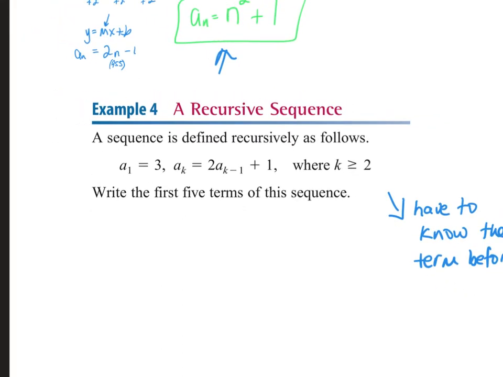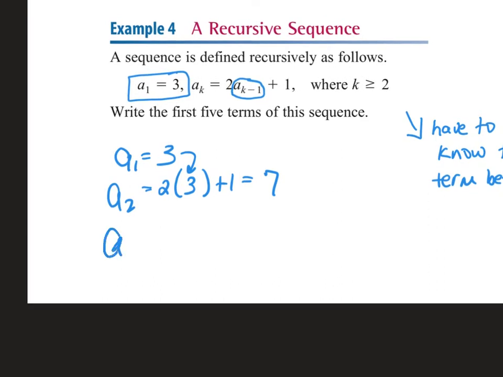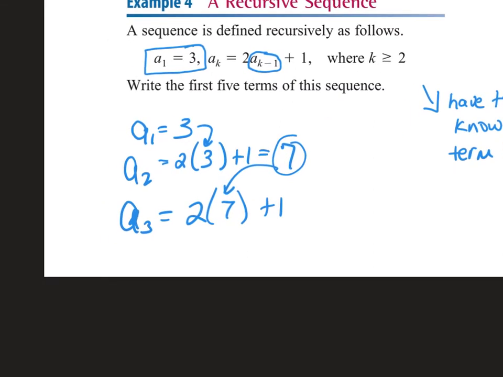But what this is saying right here, in a recursive rule, they have to give you the first term, which they do. They tell me that the first term of this sequence is 3. And then here's the rule. This right here means the term before it. See where it says k minus 1? That just means the term before it. So if the first term is 3, and I want to find the second term, I'm going to take 2 and multiply it by the term before it, which was 3, right? And I add 1, and I get what? 7. So now to find the next one, I take 2, and then the term before it, which was what? 7, and I add 1, which gives me what?